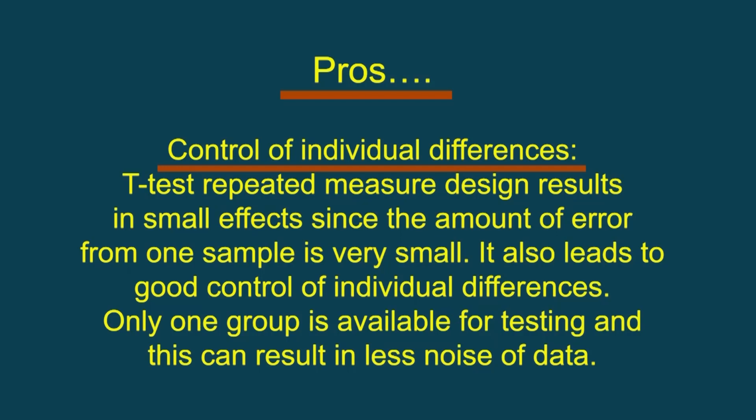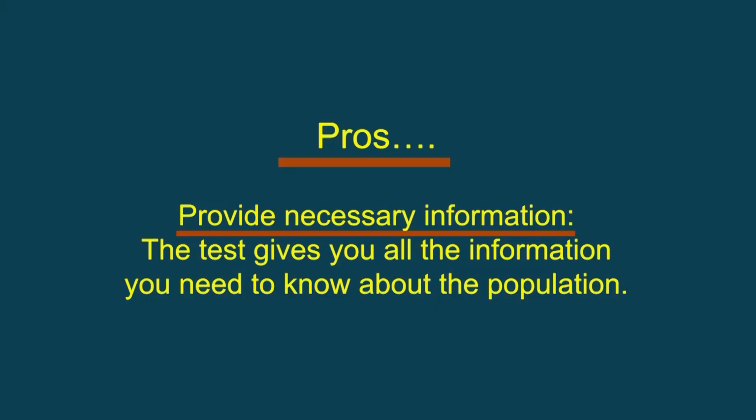The t-test repeated measures design results in small effects since the amount of error from one sample is very small. It also leads to good control of individual differences. Only one group is available for testing, and this can result in less noise in the data. When we perform a t-test, as we have mentioned, we have a small amount of data, so there will be less noise. Less noise means there will be less error. So that is why we have control of individual differences in the t-test. And it provides necessary information as well. It gives us all the information we need to know about the population.